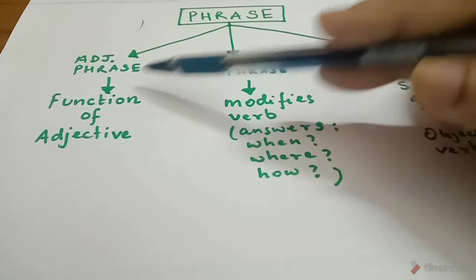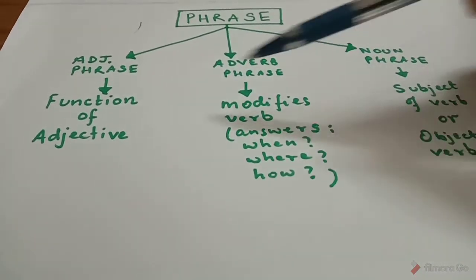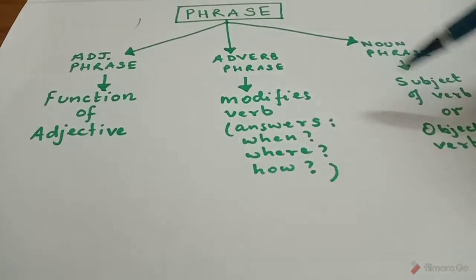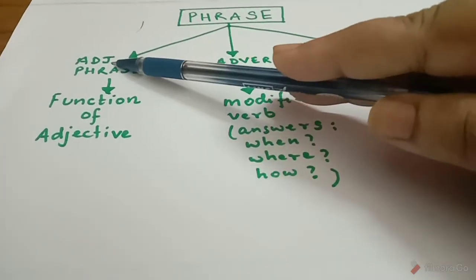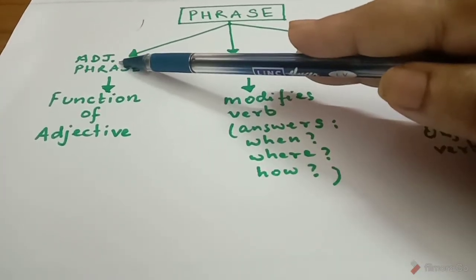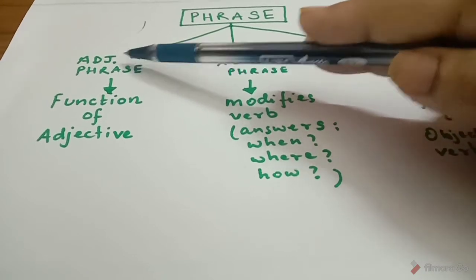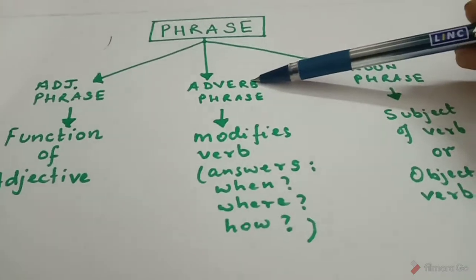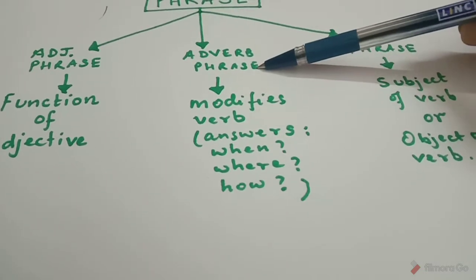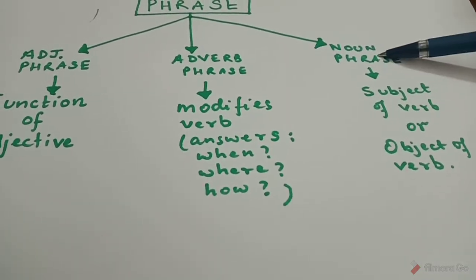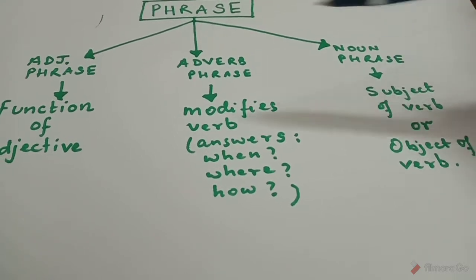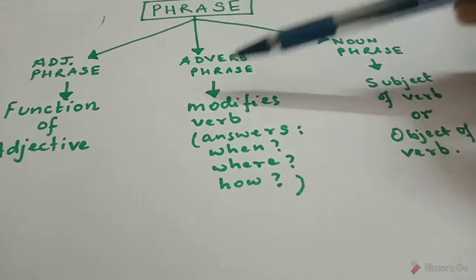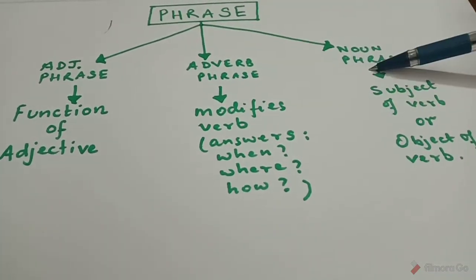Now we can divide phrases into three basic types, into three basic categories. The first one is ADJ. See, ADJ is a short form of adjective, so adjective phrase. The second phrase is the adverb phrase. And the third type of phrase is a noun phrase. So these are the three basic types: adjective phrase, adverb phrase, and noun phrase.